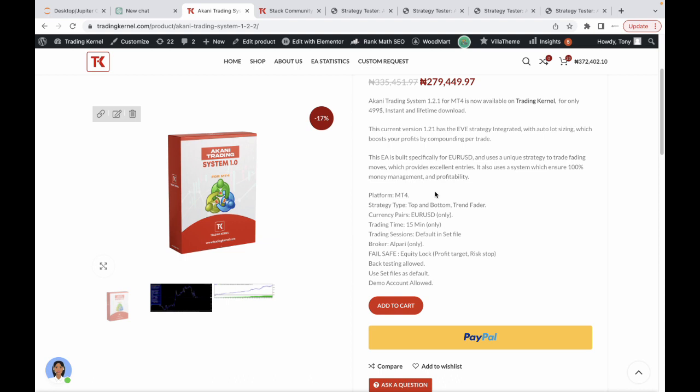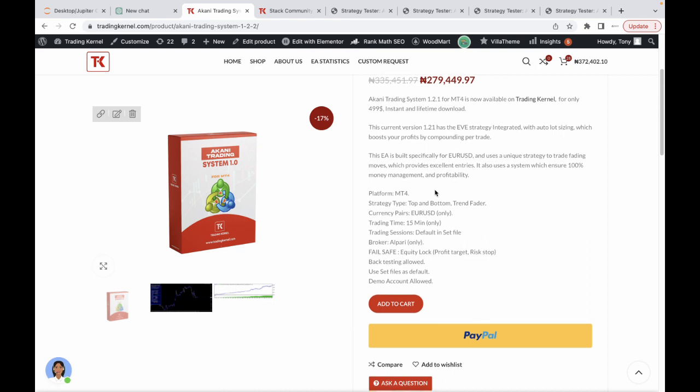Actually, we have 3 strategies now on the version 1.2.2. We have the Akani default strategy, we have the Eve strategy, and we have the support and resistance breaker strategy. Alright, so these are the current 3 strategies that are available now on the version 1.2.2. We've now removed one of the strategies because we saw that the strategy was no longer profitable.